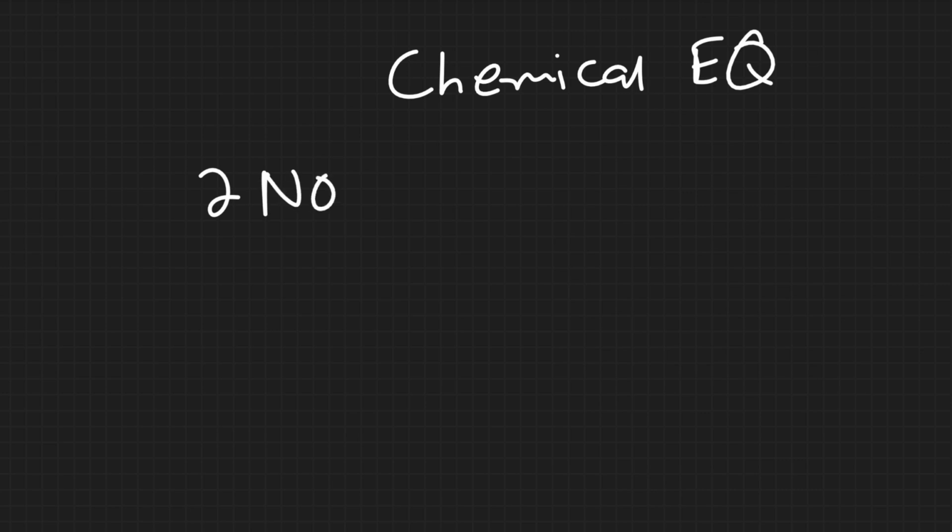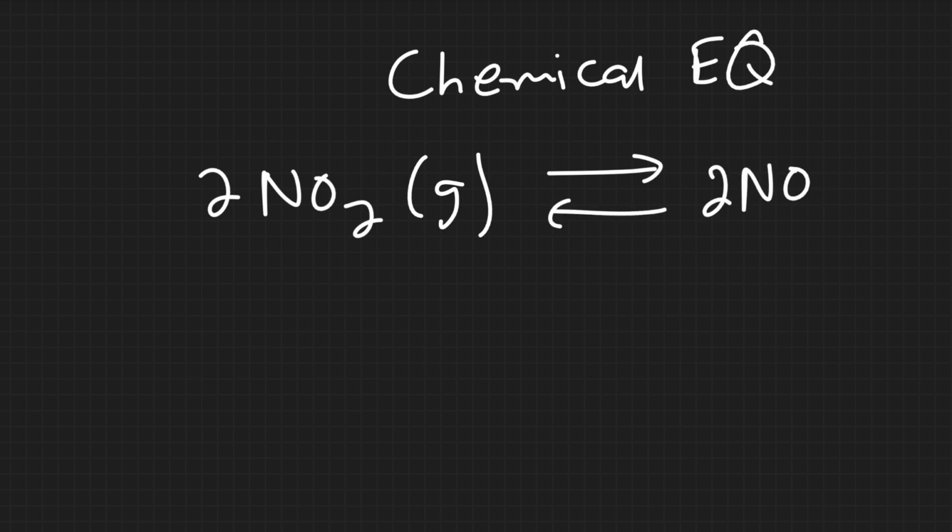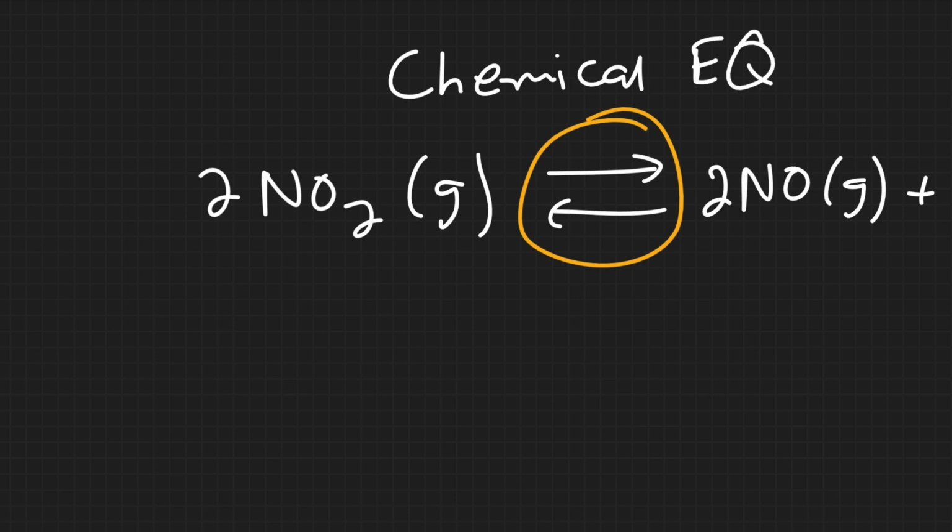So we have 2 NO2 gas, and then that will go to 2 NO gas and then plus O2 gas. And essentially the important thing to notice here is that instead of in our normal chemical reactions that we've been seeing up until now, where the arrow just simply goes from left to right, indicating that we're going from our reactants on the left to our products on the right, in this case, as you can see here, we have 2 arrows, one going in either direction.